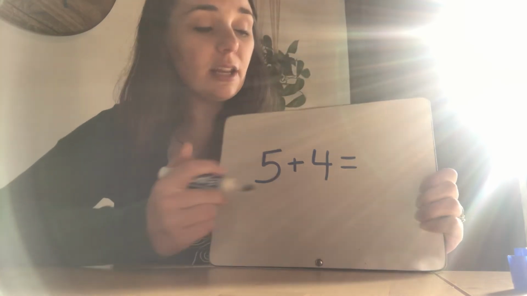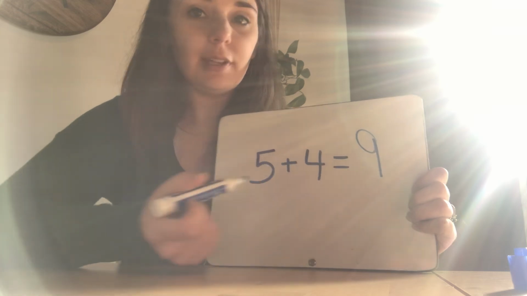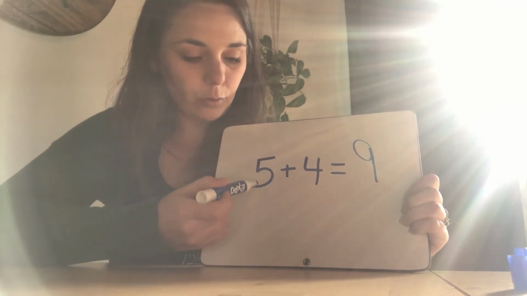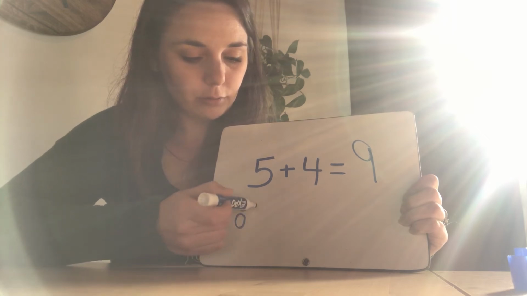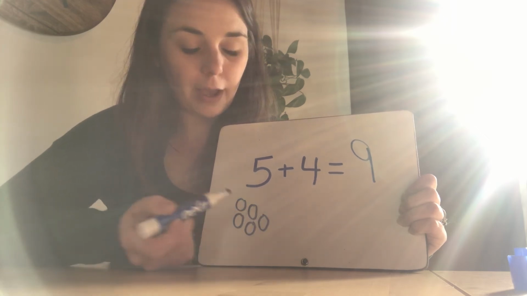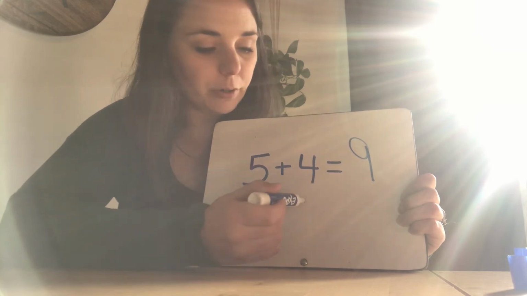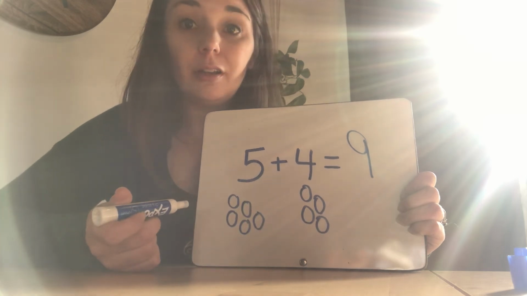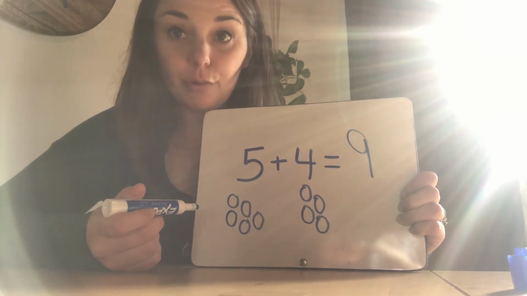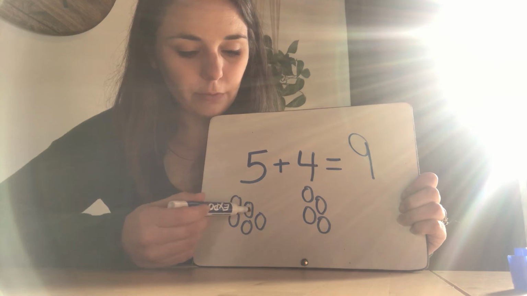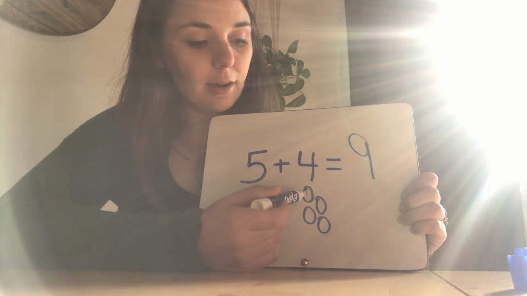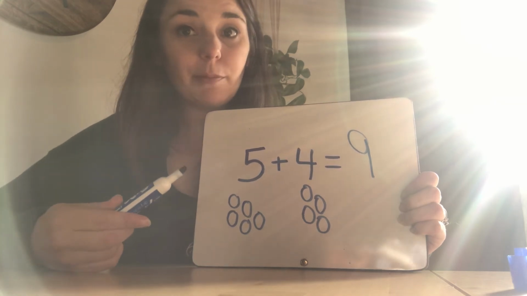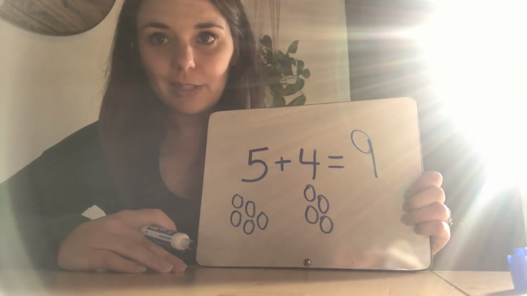Another way to prove that it's 9 is by drawing those circles that we just did. Let's try it. We have 5. 1, 2, 3, 4, 5. Plus 4. 1, 2, 3, 4. Now we can count up all the circles. Ready? 1, 2, 3, 4, 5, 6, 7, 8, 9. Did it match? We're good to go then. You are awesome mathematicians. We have 1 more, and now it's subtraction.